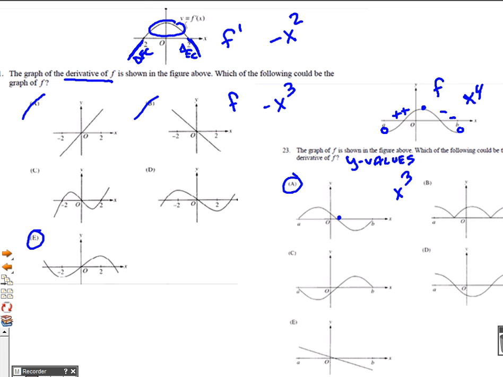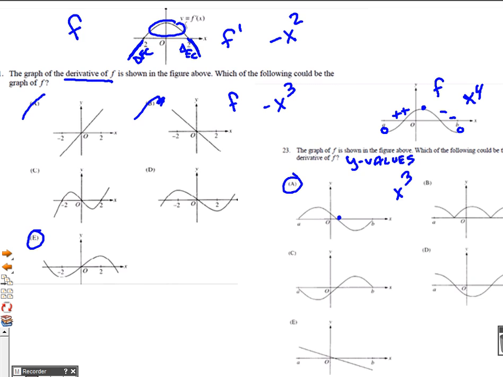Okay, so make sure of that. If it had said the other way around, if this was f originally and they wanted the derivative, you would have been going increasing, then decreasing, positive, negative. That would have given you B as an answer. So make sure you check that answer key. That answer key is incorrect.